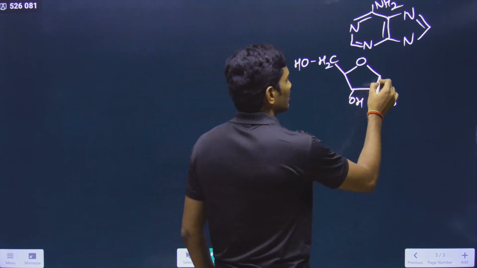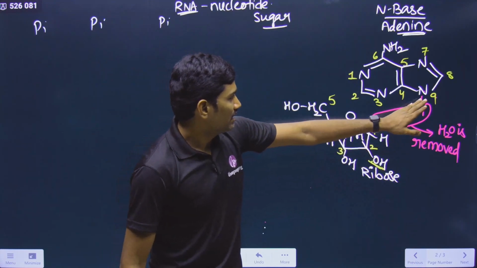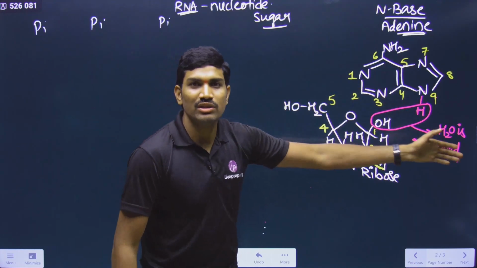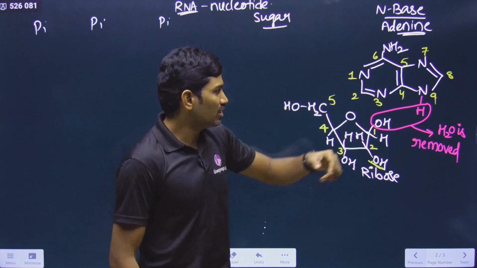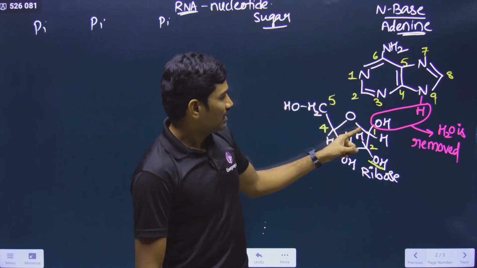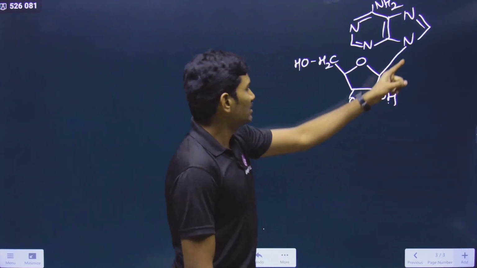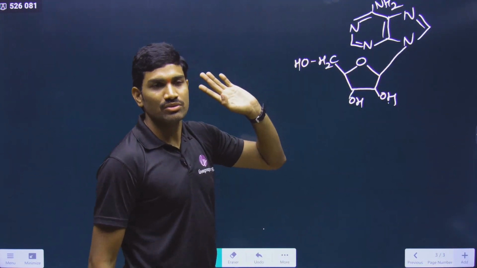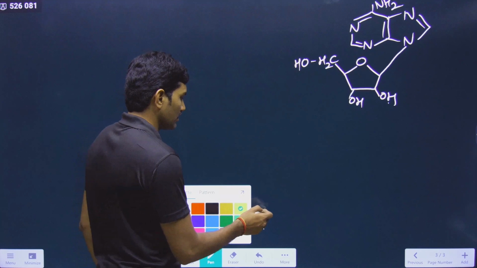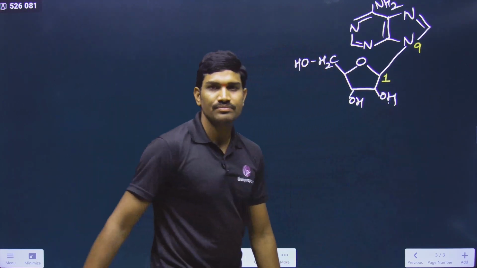And here what happened? Now it is directly connected. Observe this carefully. Here the hydrogen and here the OH are removed in the form of a water molecule. Now a bond is formed between N9 of the purine and the first carbon of the sugar. The same thing we have made: N9 and the first carbon of sugar. This is N9 and this is the first carbon of the sugar.